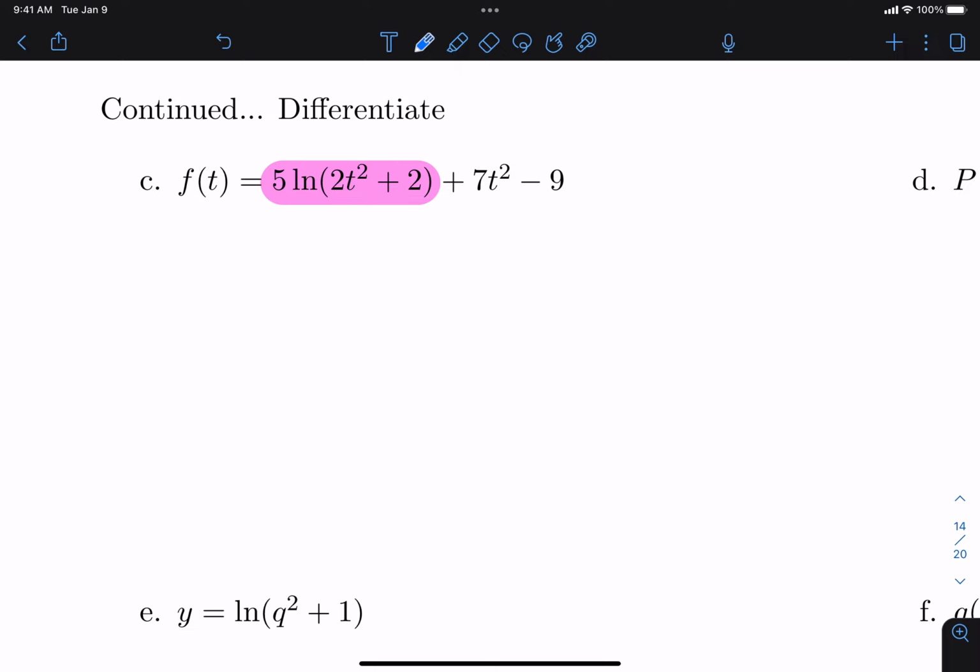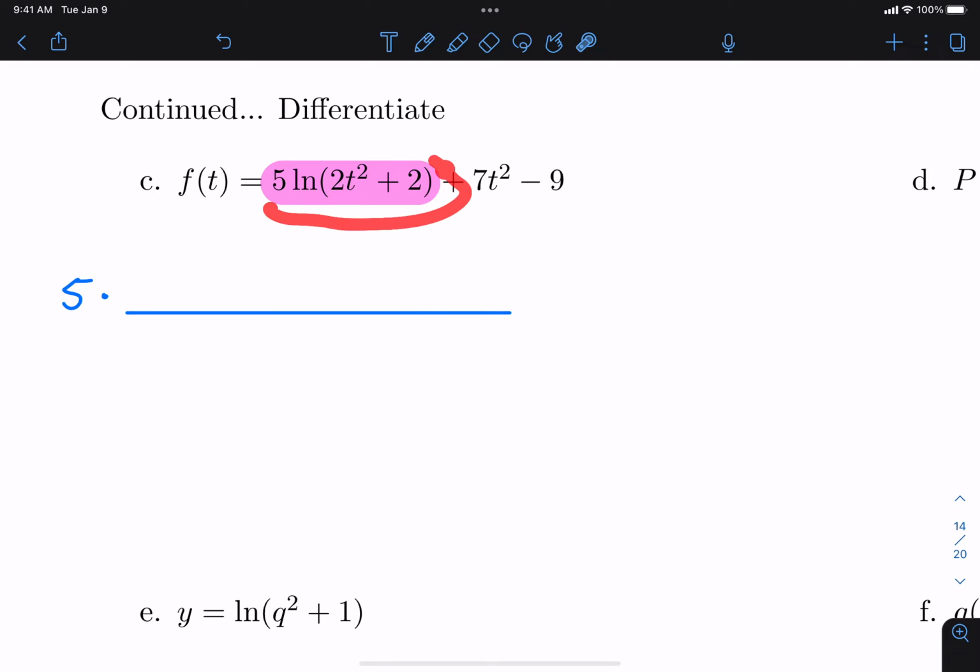So let's start with tackling 5 times ln of 2t squared plus 2. Well, the first thing I know is that the 5 is going to hang out because it's a constant being multiplied by this function. And what I need to write in this blank now should be the derivative of ln of 2t squared plus 2, okay? So in this case, my inside function is going to be what's inside the parentheses, so that's g of t.